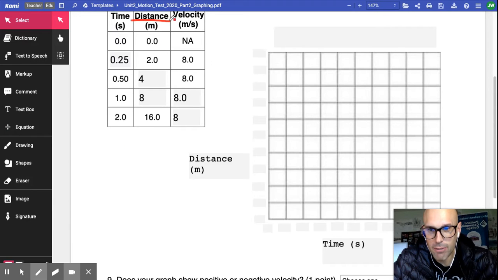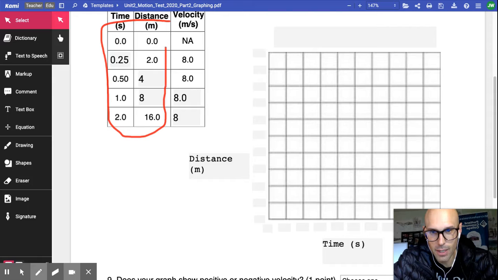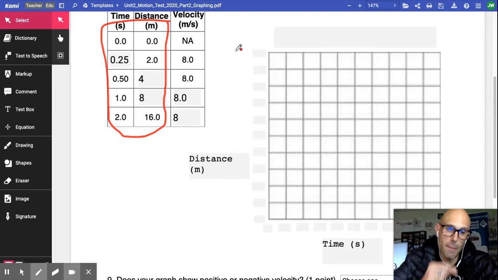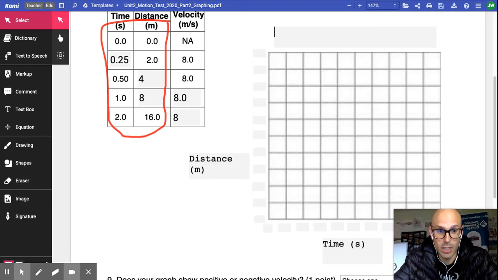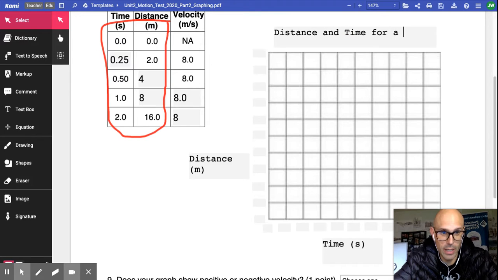Okay, so we're gonna graph distance and time. Where do we start? You could start by putting a title up on the top of your graph. I think that would be good. So you'd say like distance and time for a, whatever the object is. I believe this was a rolling ball, distance and time for a rolling ball. You could even call it distance and time for an experiment, for the experimental objects.